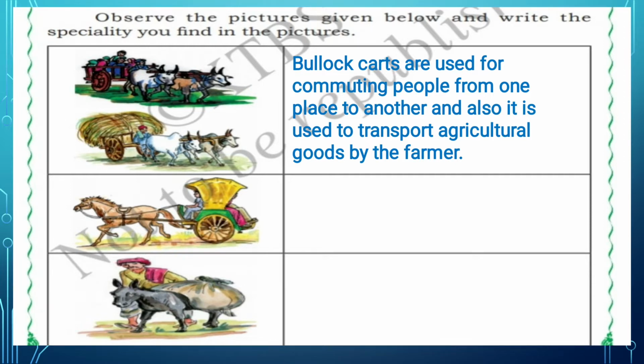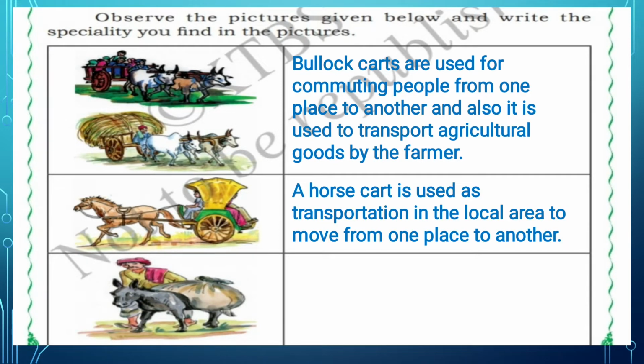Next picture. The second picture is of a horse cart. A horse cart is used as transportation in the local area to move from one place to another. Like how we use autos, bikes, or taxis nowadays, in the same way earlier people used a horse cart for moving from one place to another. To travel in local areas, people used horse carts.